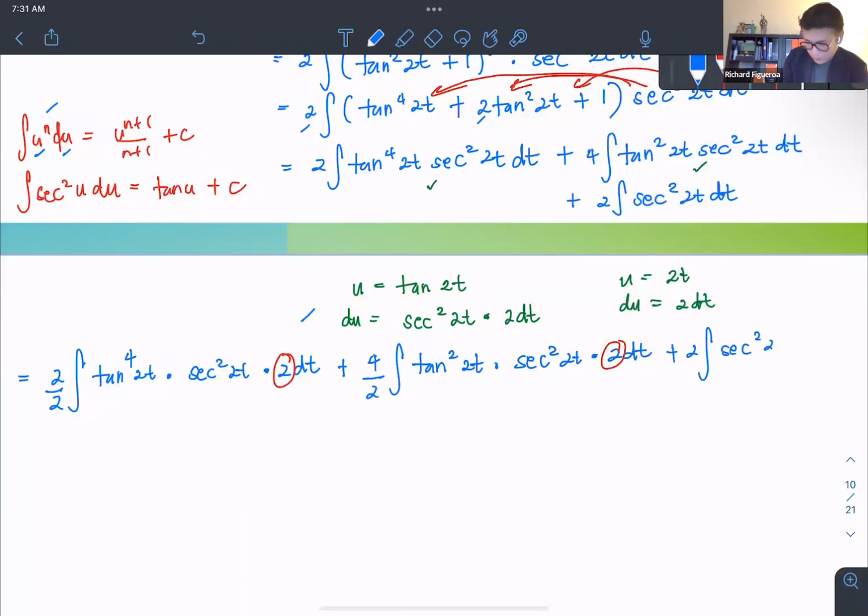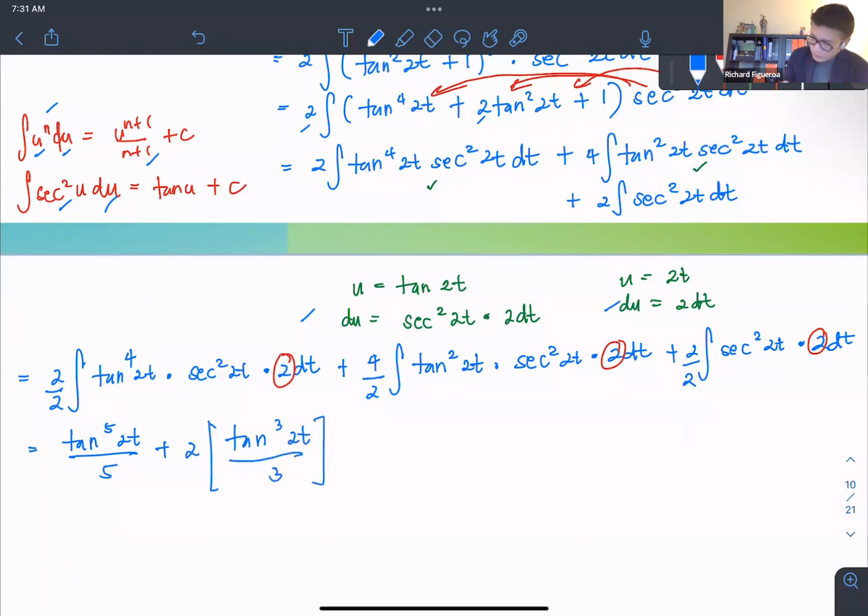integral of secant squared 2t. So it's du, that's secant squared, and then our du is 2 dt. So we are in excess of 2, so therefore we divide this one by 2. So 2 divided by 2 is 1. And then we apply the power rule. So that is tangent to the fifth 2t all over 5. And plus, 4 over 2 is 2, multiplied with tangent, 2 plus 1 is 3, 2t all over 3. And then 2 over 2 is 1.